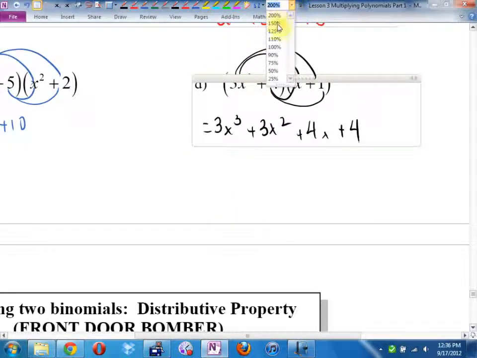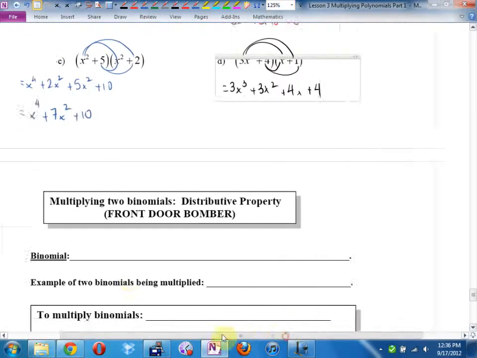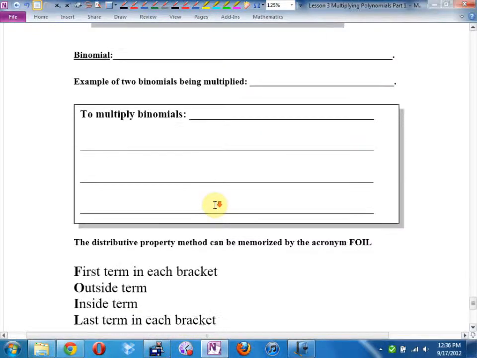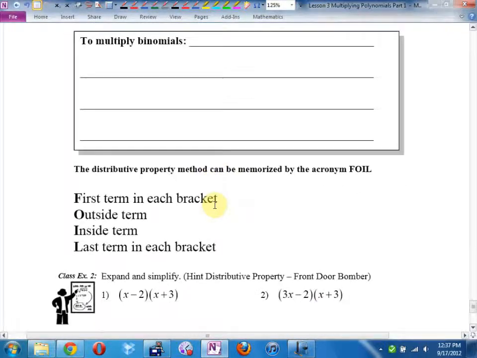Okay. So we called this the distributive property if you turn the page. Some of your teachers may have called this the front door bomber method. I've never quite understood that, but that's okay. It says to multiply binomials. I'm not going to write a rule. I think you're getting the hang of it. You did it last year. So you learned the acronym FOIL, which stood for first, outside, inside, last.